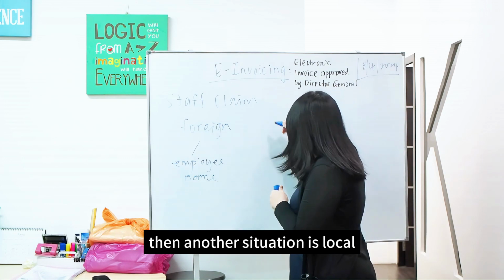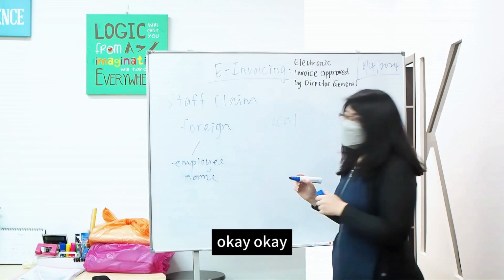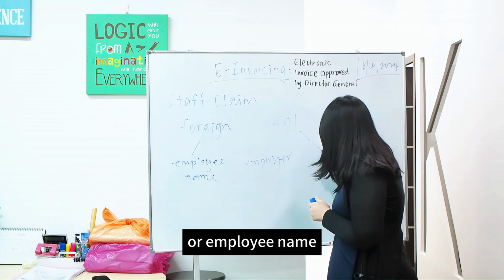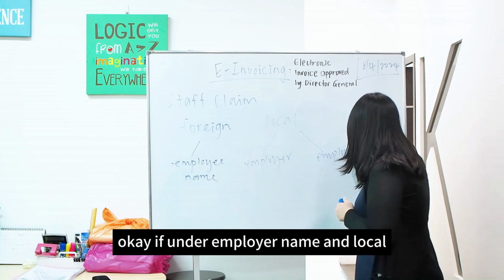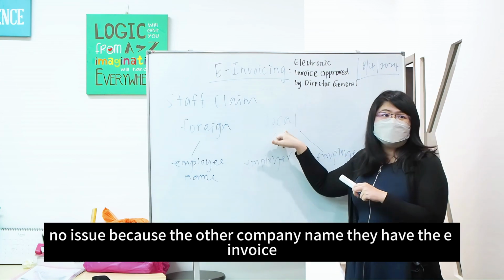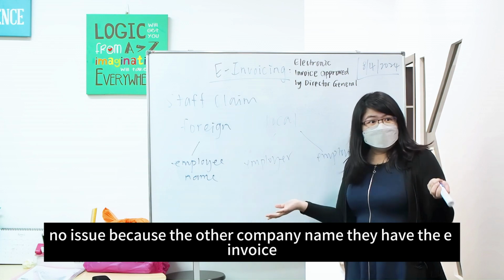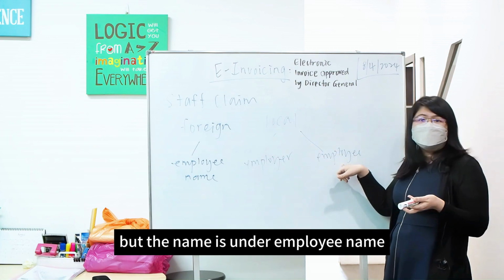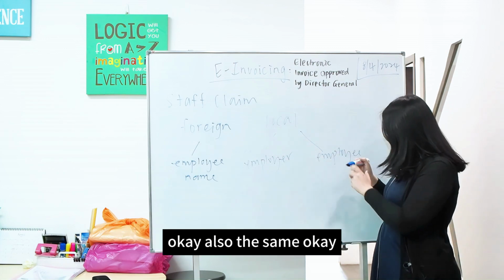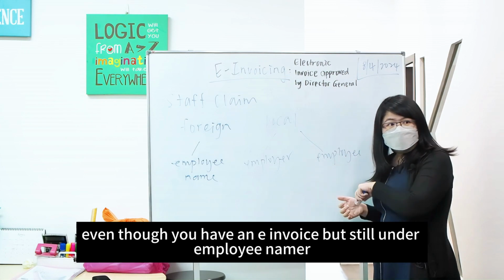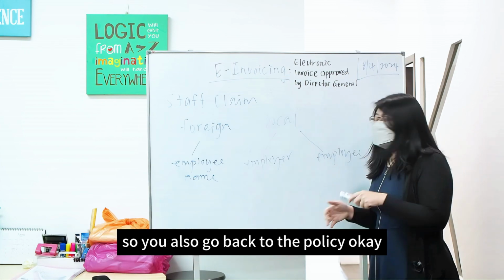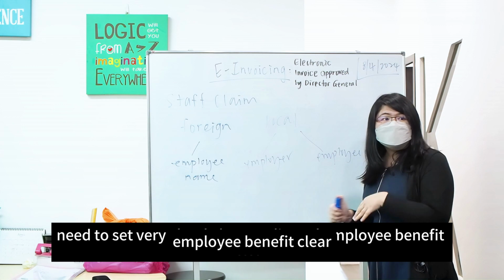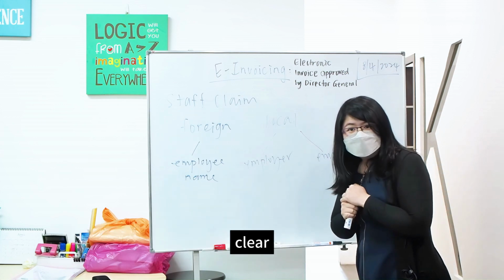Then another situation is local, either under the employer name or the employee name. If it is under the employer name and local, no issue, because it is under the company and they have the e-invoice, right? But if it is local with an e-invoice, but the name is under the employee name, also the same. Even though you have an e-invoice, it is still under the employee name, but you need to claim under the company. So you also go back to the policy. The company policy also needs to state this very clearly for this kind of employee benefit. Clear? Clear?